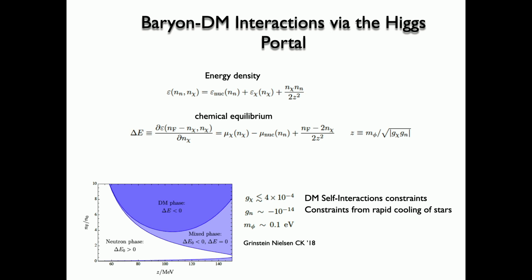In this region here, there is some dark matter, and there is equilibrium, but the equation of state is so soft that it cannot get you up to 2 solar masses. And then this is what we call the neutron phase, where you pay so much energetic cost to produce dark matter, by putting this repulsion between neutrons and dark matter, that it doesn't allow you to form any dark matter.